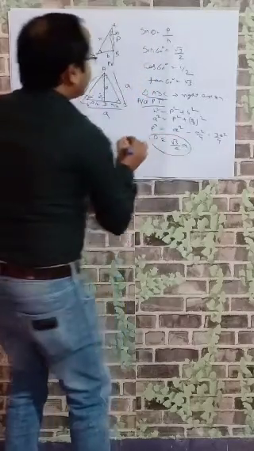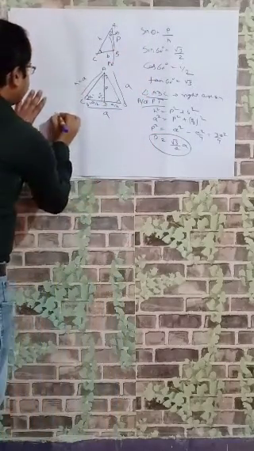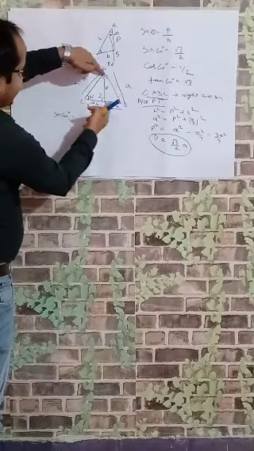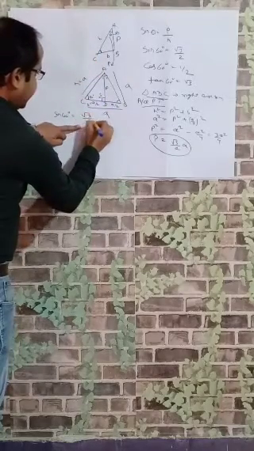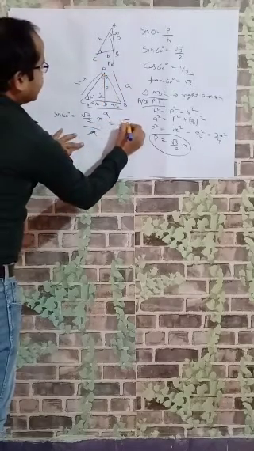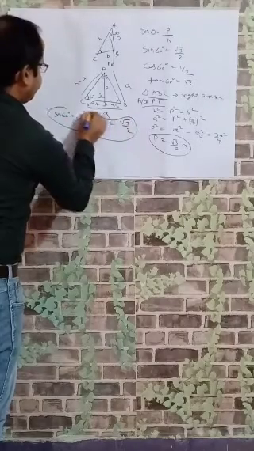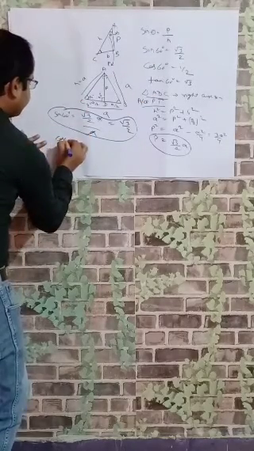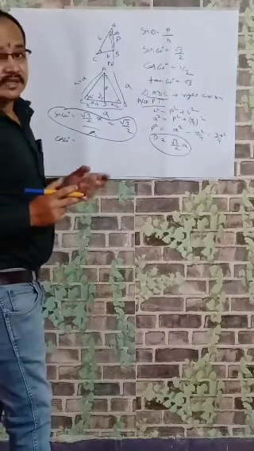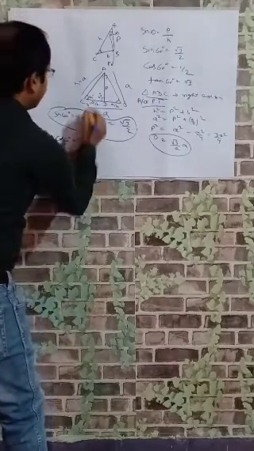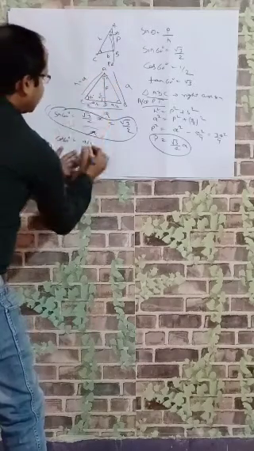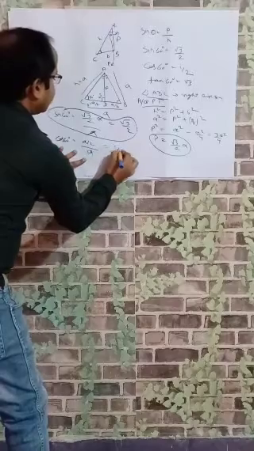Now see, sine 60 is equal to perpendicular upon hypotenuse: perpendicular is root 3 by 2 A, hypotenuse is A, A cancels, so root 3 by 2. Similarly, what is cos 60? Cos 60 is the ratio of base and hypotenuse. Base is A by 2 and hypotenuse is A, A cancels, so 1 by 2.